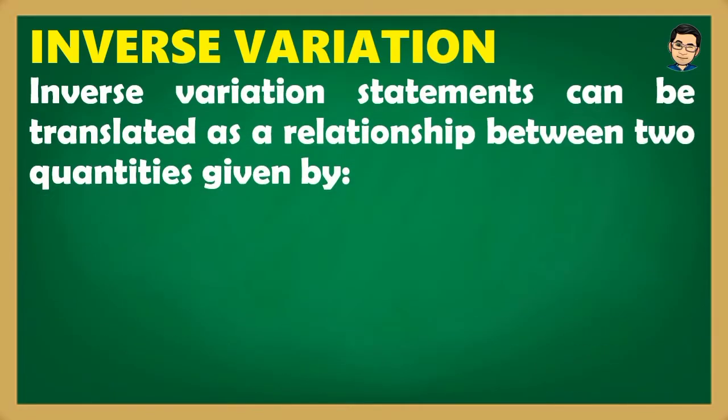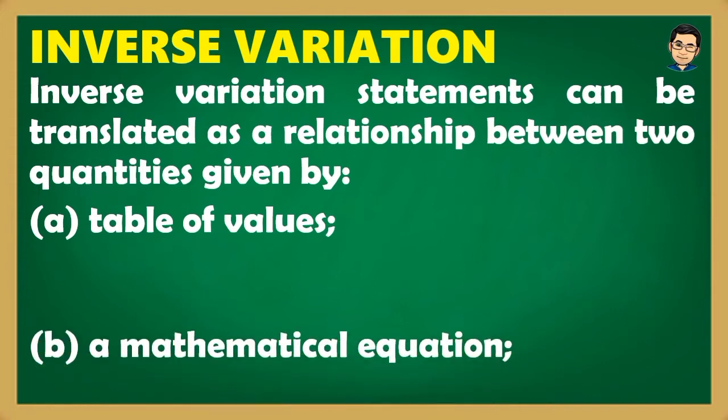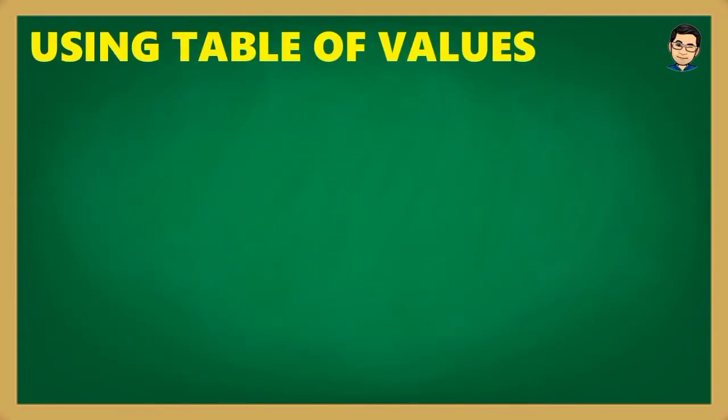So, inverse variation statements can be translated as a relationship between two quantities given by, of course, a table of values, a mathematical equation, a graph, and vice versa. Just like with direct variation statements, we can also translate them using those mentioned. The first one is using a table of values.